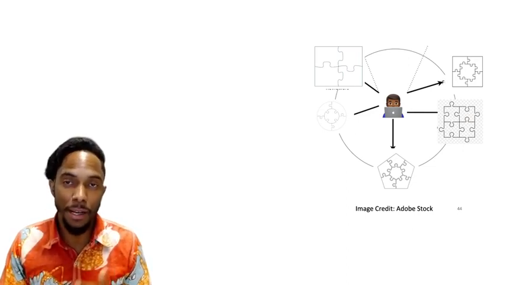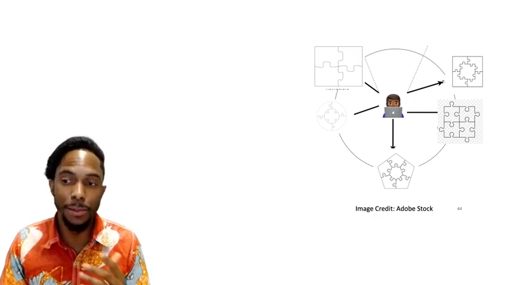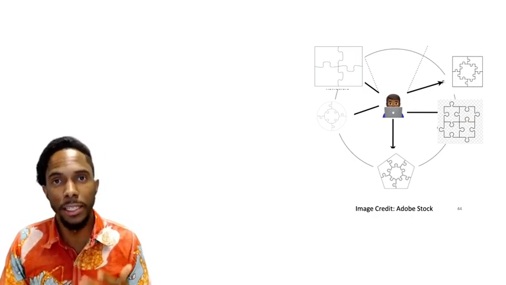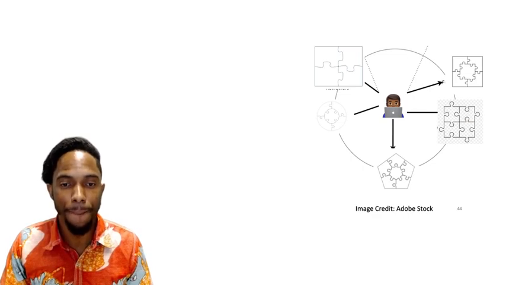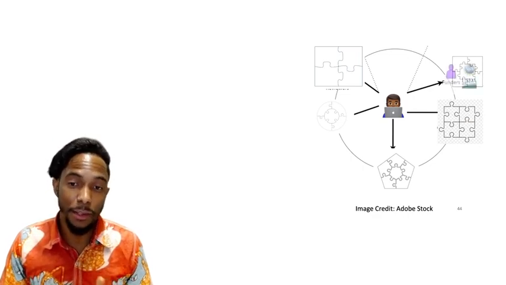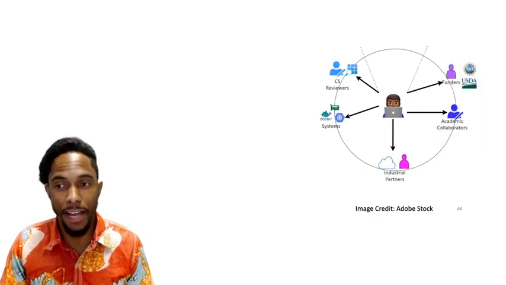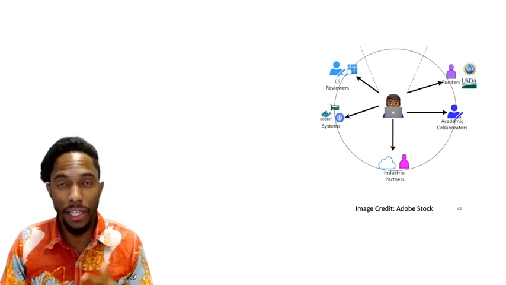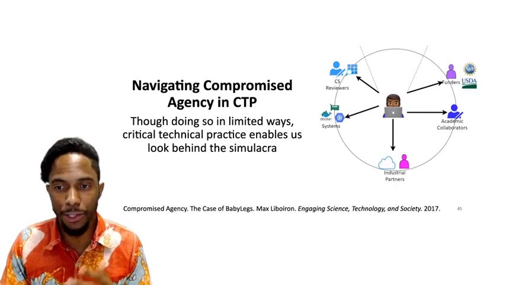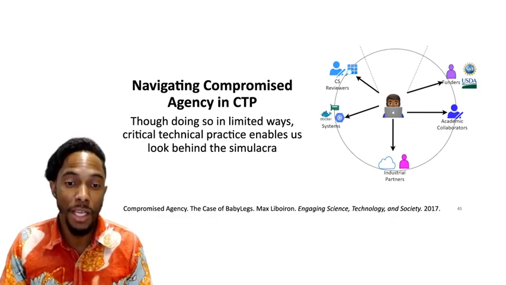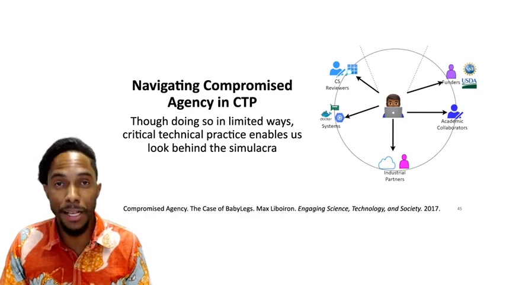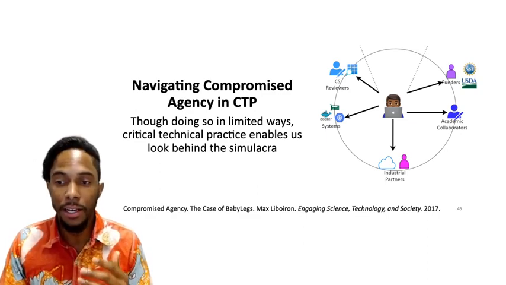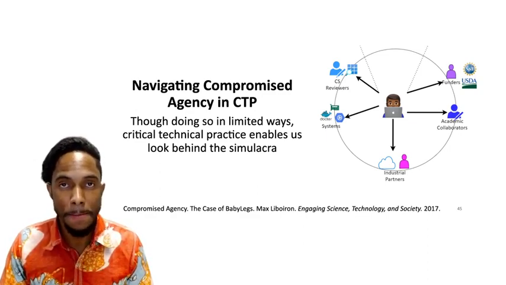Now, if we take a step back and consider what these insights about seam work and simulacra of impact reveal about critical technical practice itself? We notice that critical technical practice does not happen in a vacuum. That is, we're still working within the context of asymmetric power structures that Max Le Boyron characterizes as compromised agency. In our context, our agency is compromised by self-preserving institutional, technical, and disciplinary constraints. Now, CTP enables us to work within and around these asymmetric power structures.